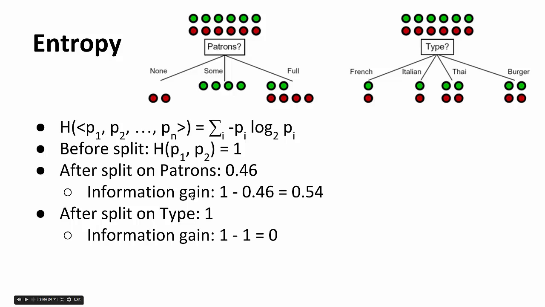So the information gain for splitting on patrons is going to be the entropy before the split minus the entropy after the split, which is 0.54. The information gain for splitting on type is going to be 0. And so basically this tells us that splitting on patrons is a better idea than splitting on type. So in general, for our algorithm, we're going to look at the information gain for each feature and then split on the one with the highest information gain.